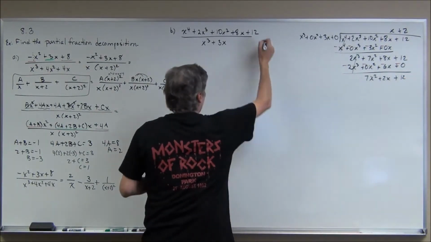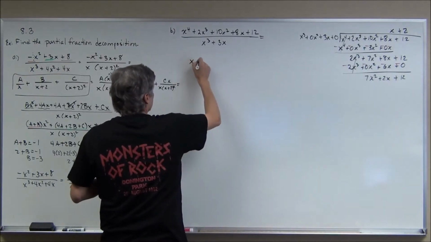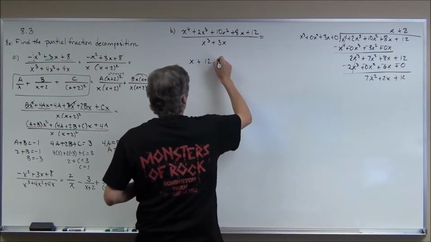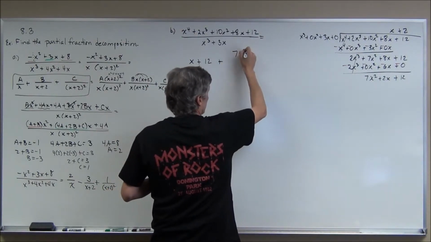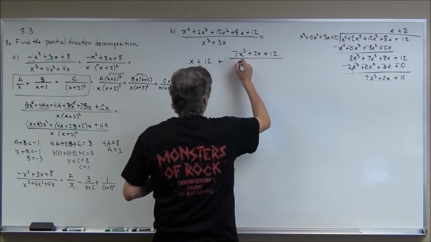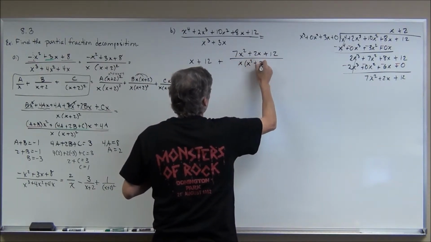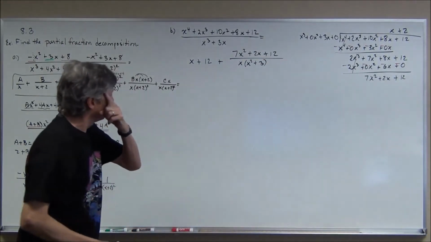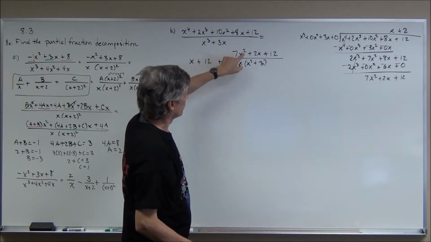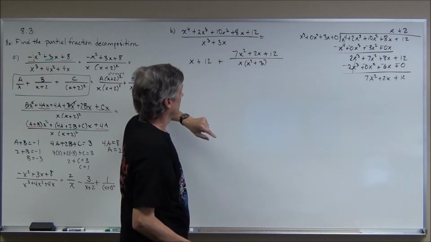So this original problem over here, I'm going to rewrite this. There's my quotient, x plus 12, and there's my remainder, positive out in front, so I'm going to write plus 7x squared plus 2x plus 12 all over my divisor here, which I'm going to go ahead and factor. That's x times the quantity x squared plus 3. Now notice that the degree of my denominator is 3, the degree of my numerator is 2. This is what you perform the partial fraction decomposition on.